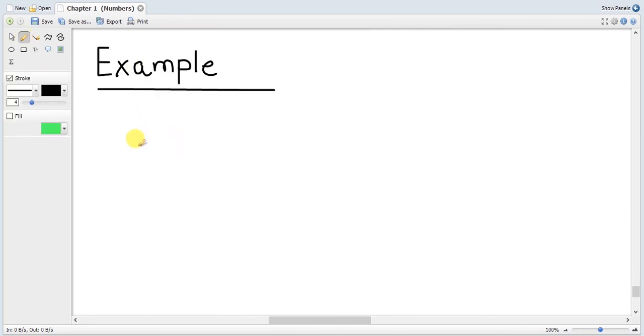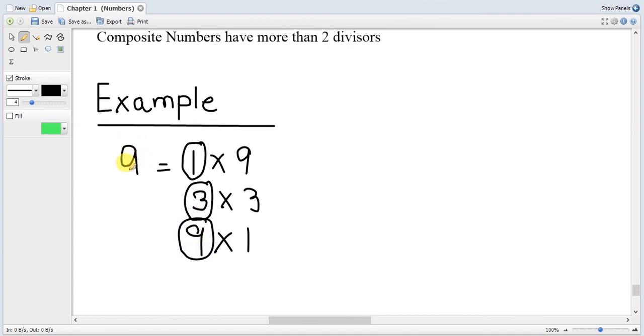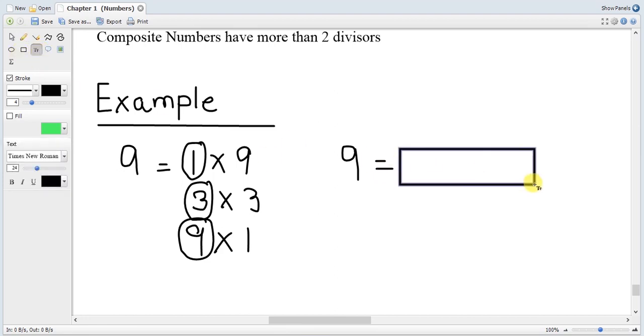So let's take an example of another number, let's say, 9. In this case, what two numbers do you multiply to get 9? 1 times 9 is 9, then 3 times 3 is 9, and then 9 times 1 is 9. So if you look here, you get 3 factors, 1, 3 and 9. So we can say that 9 is not a prime number. 9 is a composite number, right?